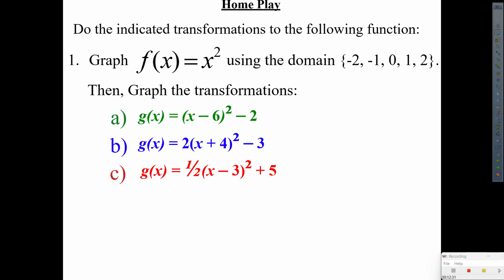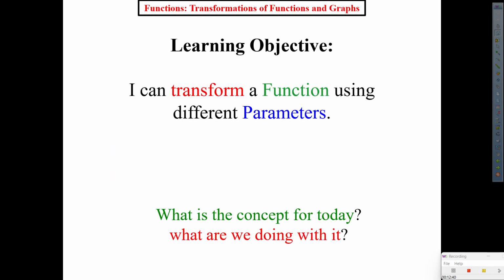But today we're introducing a new parameter. All right, here we go. I can transform a function using different parameters. Oh, before I continue, send me your warm-up. All right, here we go. I can transform a function using different parameters.